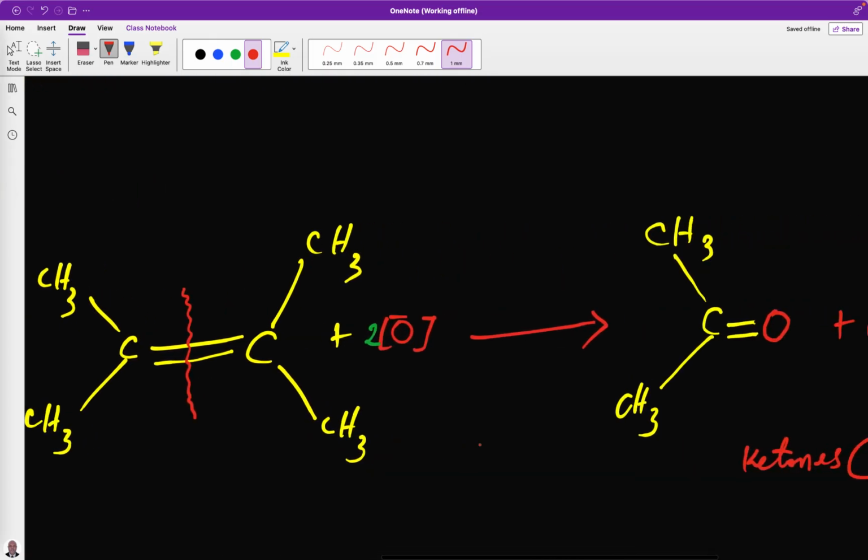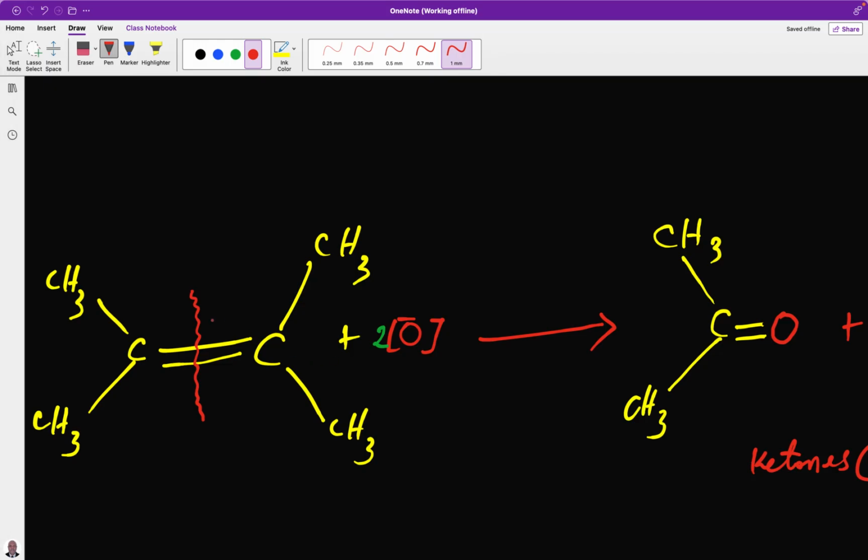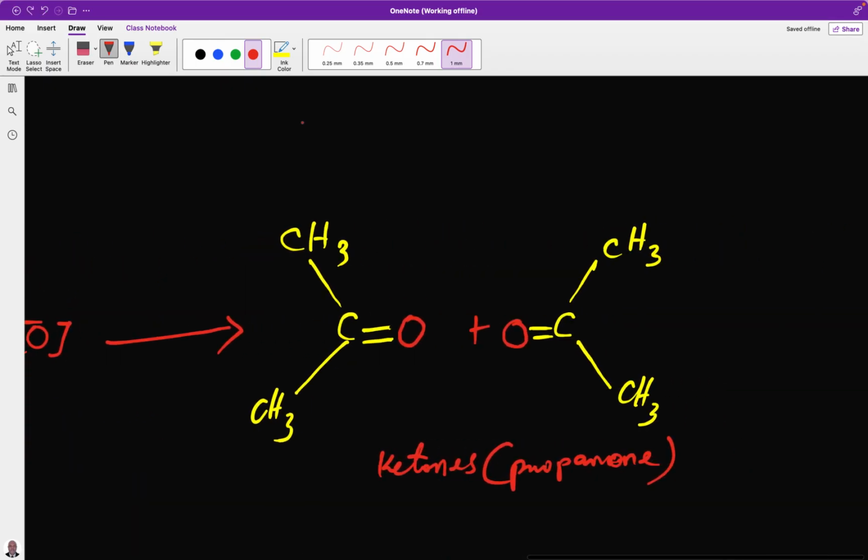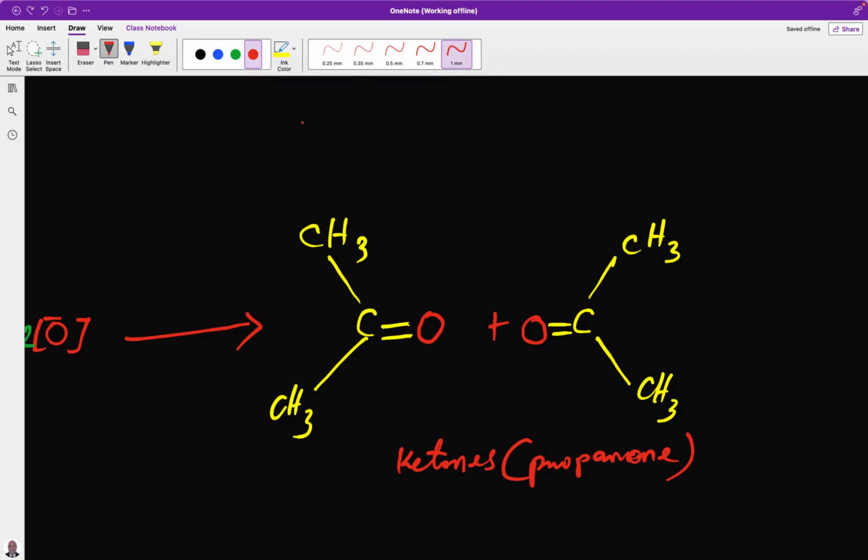Under this condition, there is the splitting of the bond. The two oxygen atoms will attach themselves there. And what happens? You will have ketone that is produced. And in this case, two molecules of propanone are produced.